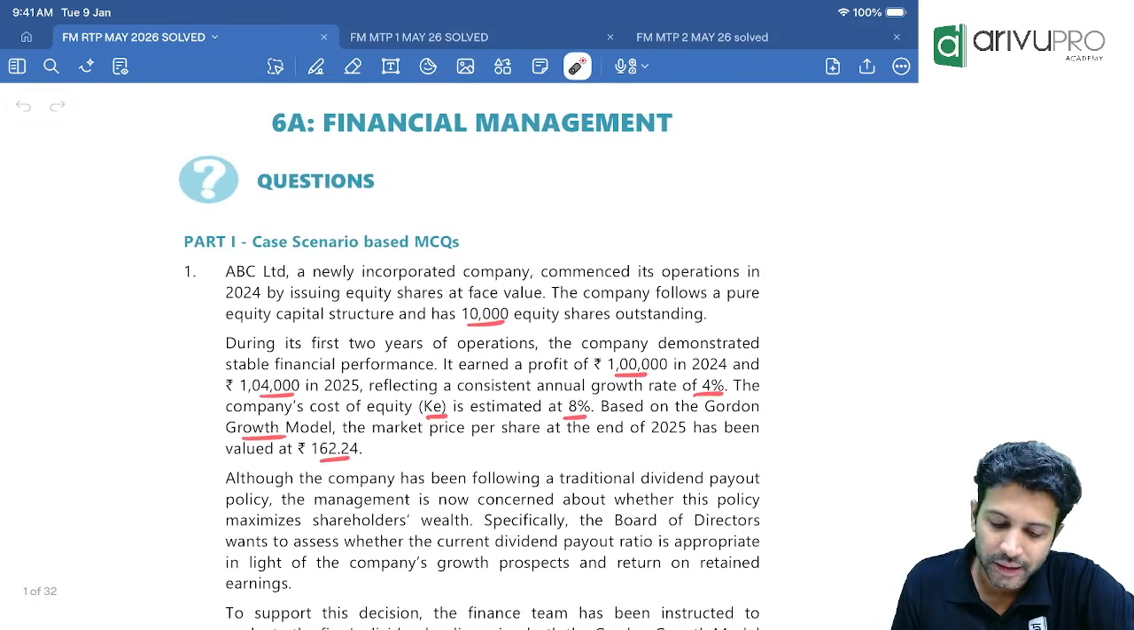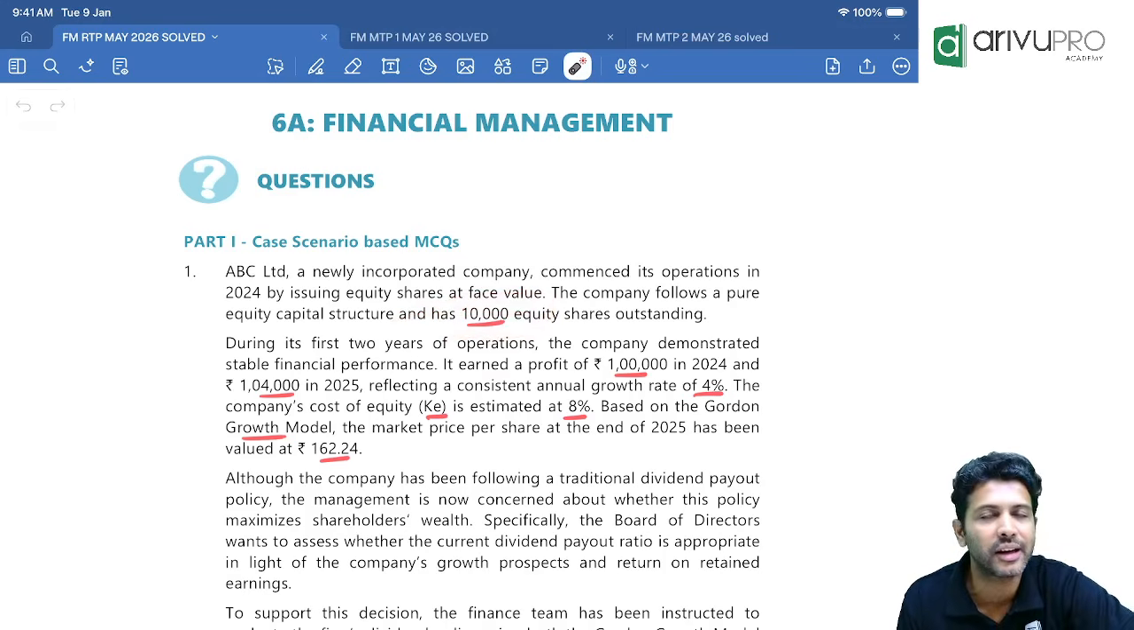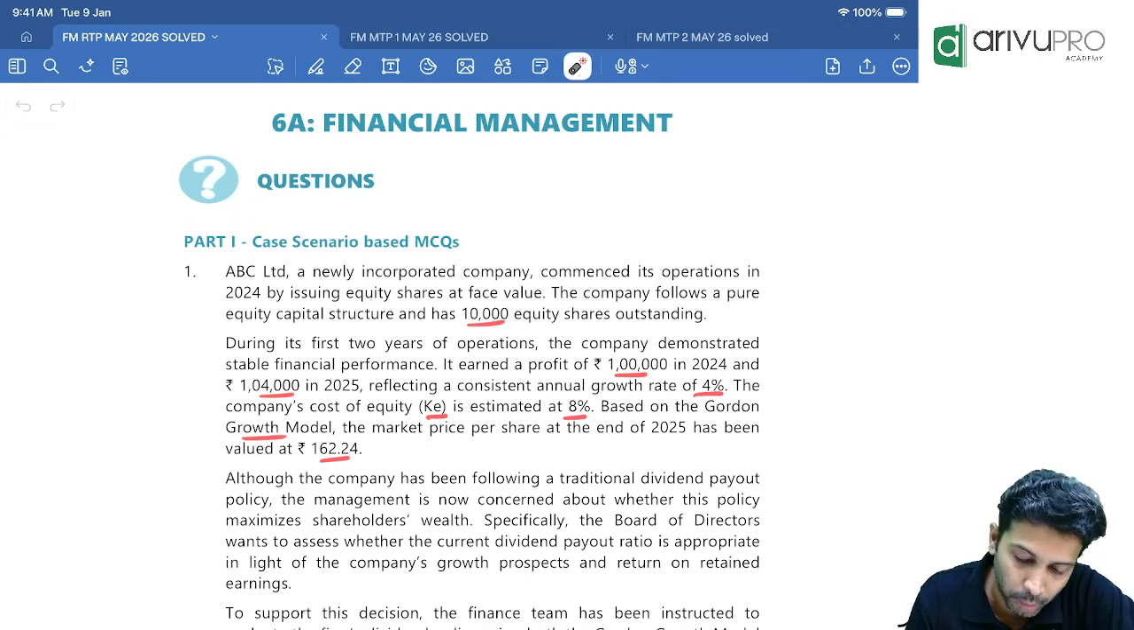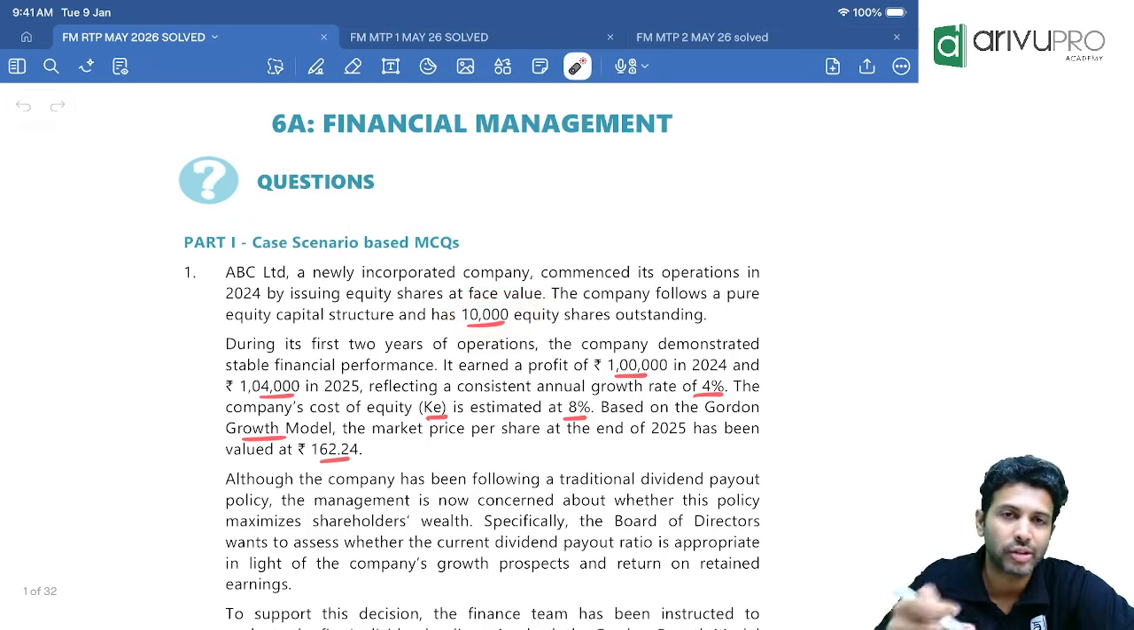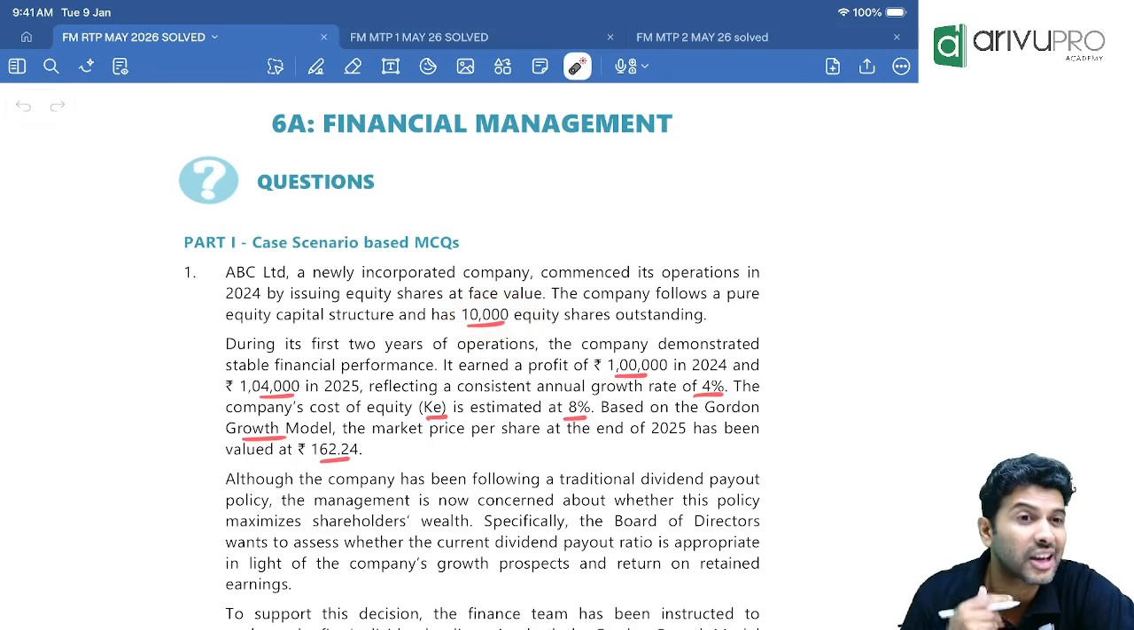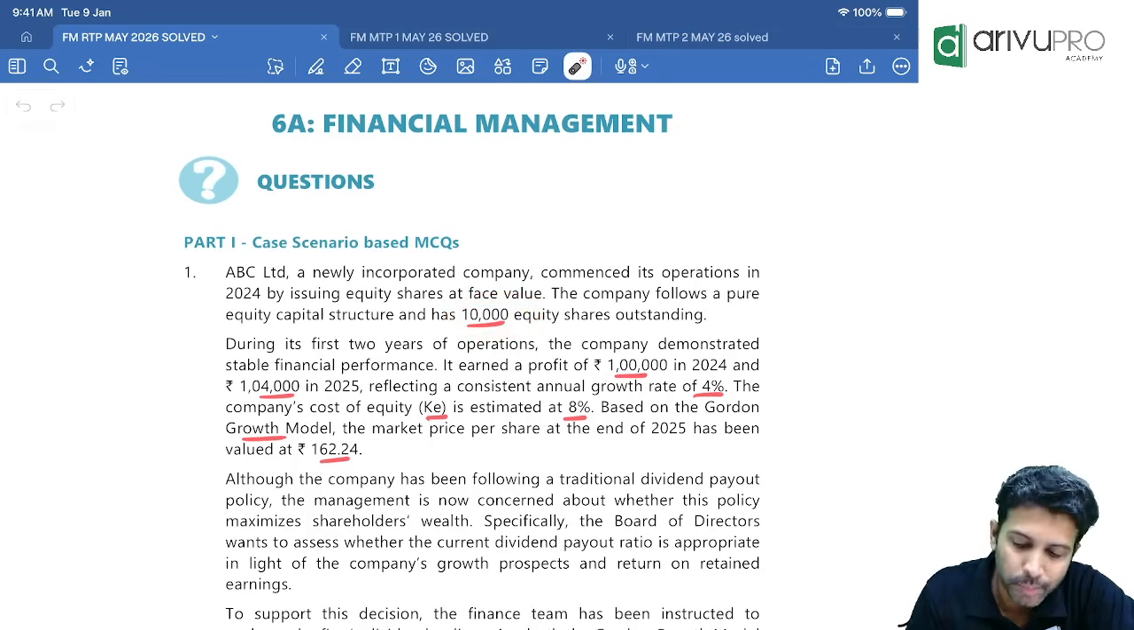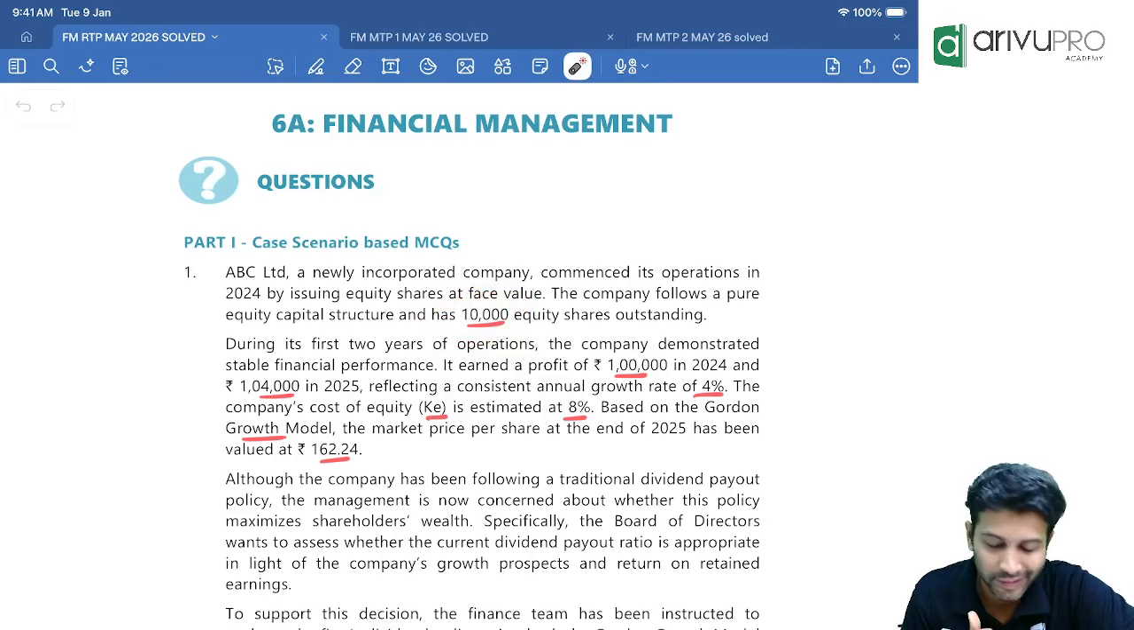ABC is a newly incorporated company. They commenced their operation in 2024, it seems, by issuing equity shares at face value. And how many equity shares are there? 10,000. That's probably the main information we may need. So the company has 10,000 existing shares. They ask for face value, so maybe this information is helpful to find that.